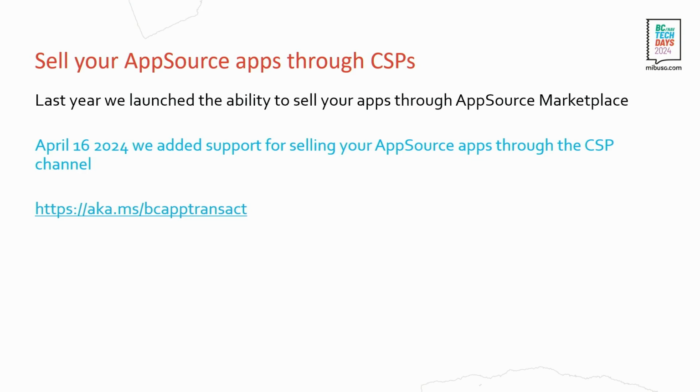But in April this year, we actually added support also that these apps can be sold through CSPs. So ISVs can decide that they would like to extend the sale of their apps through CSPs with a margin share with the partners that are then the resellers. I'm not going to talk more about this, but you can go read more on aka.ms/bcapptransact. There's also, it's not out yet, but Kurt Juvens and myself did a video on that from the launch event, and that should hit YouTube in not too far a distance from now.